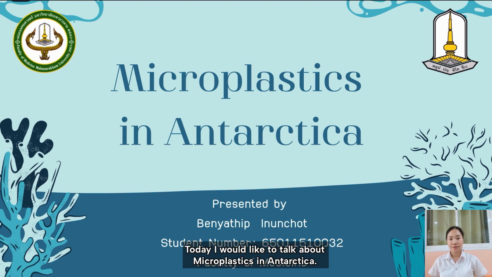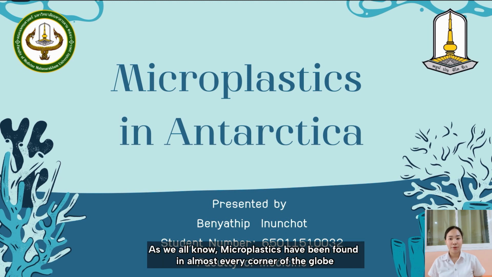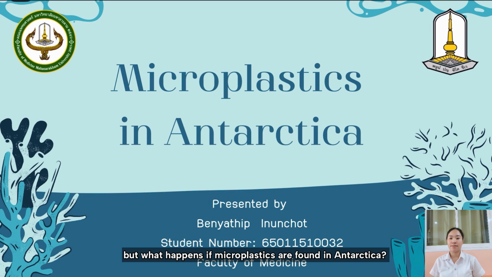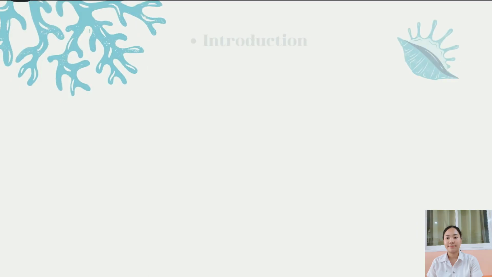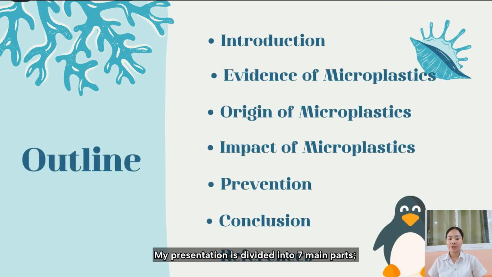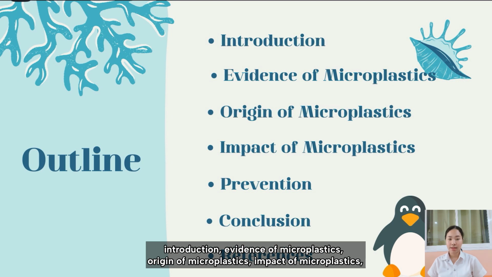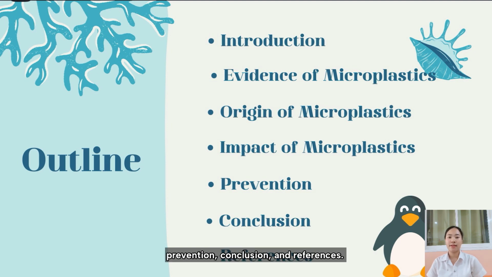Today I would like to talk about microplastic in Antarctica. As we all know, microplastics have been found in almost every corner of the globe. But what happens if microplastics are found in Antarctica? My presentation is divided into 7 main parts: introduction, evidence of microplastics, origin of microplastics, impact of microplastics, prevention, conclusion, and references.